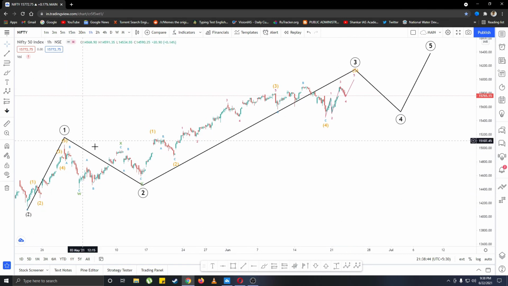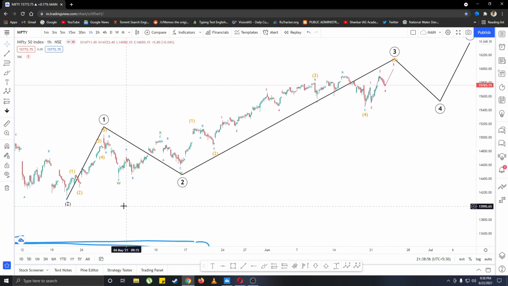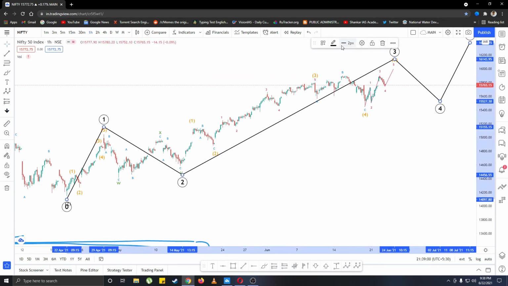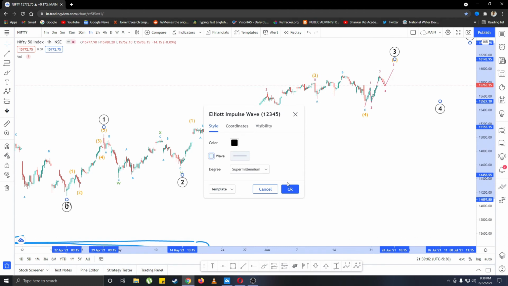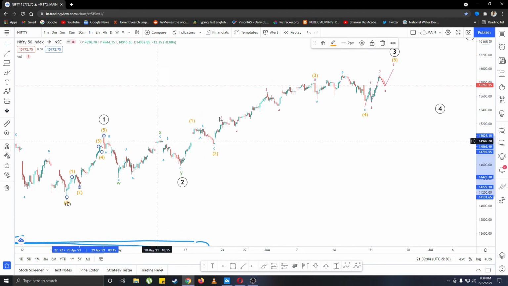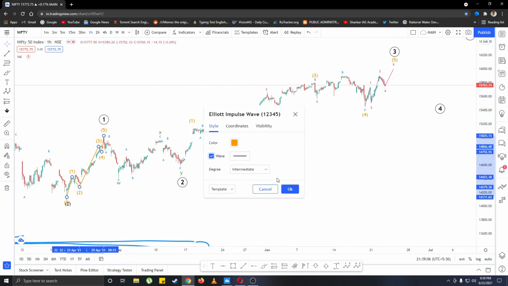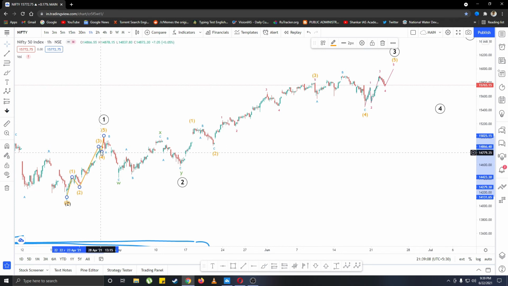This is a 1, a 2 ending here, a 3 which is probably going to end somewhere around here, a 4 and a 5. This is my counting for now. Now if we look at wave 1, then I have a 1, 2, 3, 4 and a 5. This is a 1, 2, 3, 4 and a 5 counting right here.